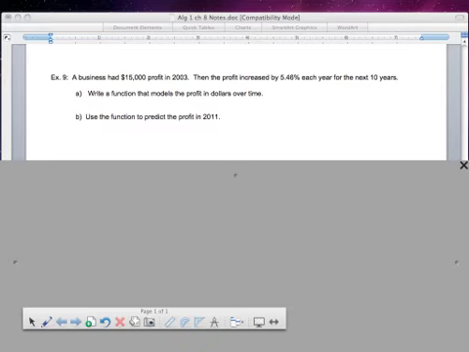Okay, so the profit, again, start with your initial amount, right? That's your A. Your initial amount is $15,000 times 1 plus 5.46% as a decimal, 0.0546, raised to the T, over the course of time. Now it says use the function to predict the profit in 2011. Well, if I started in 2003 and I go to 2011, that means that my time is 8 years.